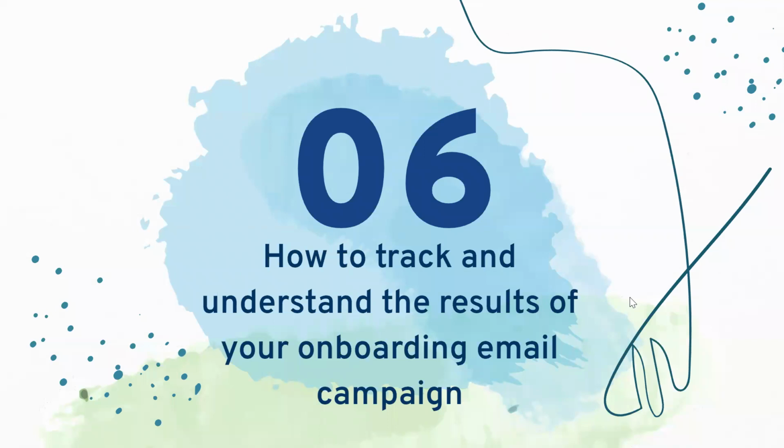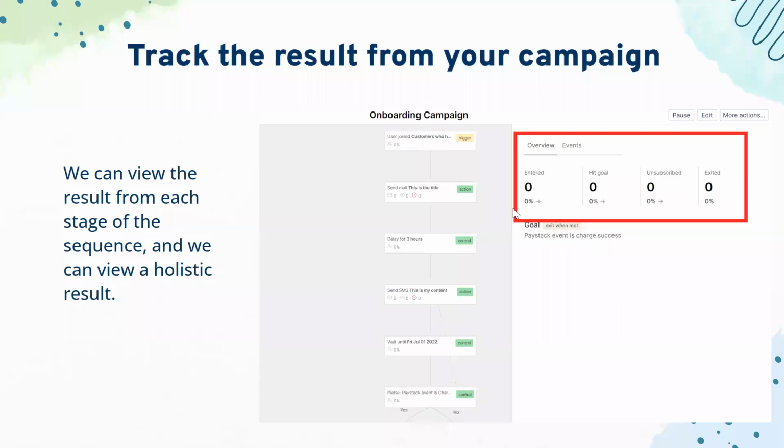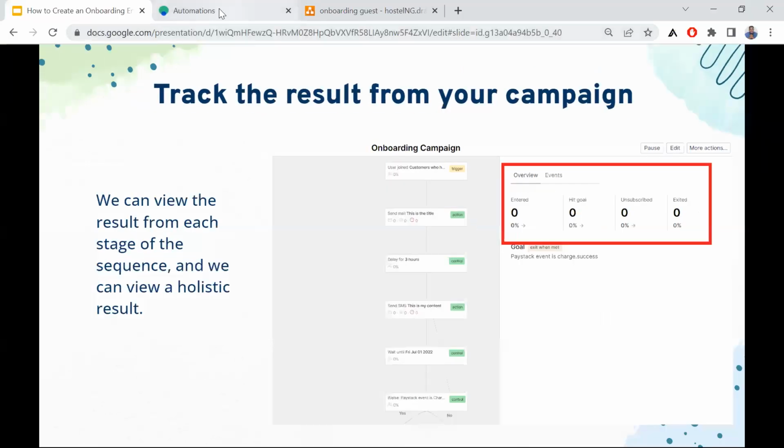Okay, so on your automation sequence, there are specific things you can keep track of. I'm going to show you on that campaign we just created. There are 2 things to look out for. Number 1, on your onboarding email campaign, on the sequence that you have created, you can keep track of the data from each stage of the automation sequence. And then you can also keep track of the holistic results from the automation sequence. So let's go to Engage and look at that.